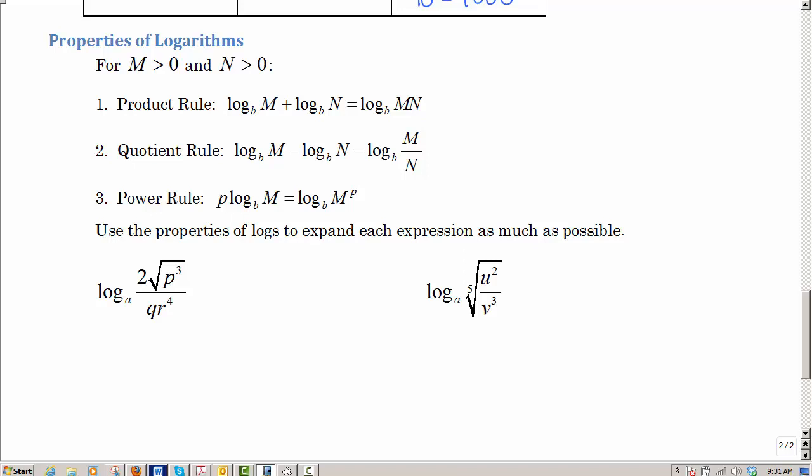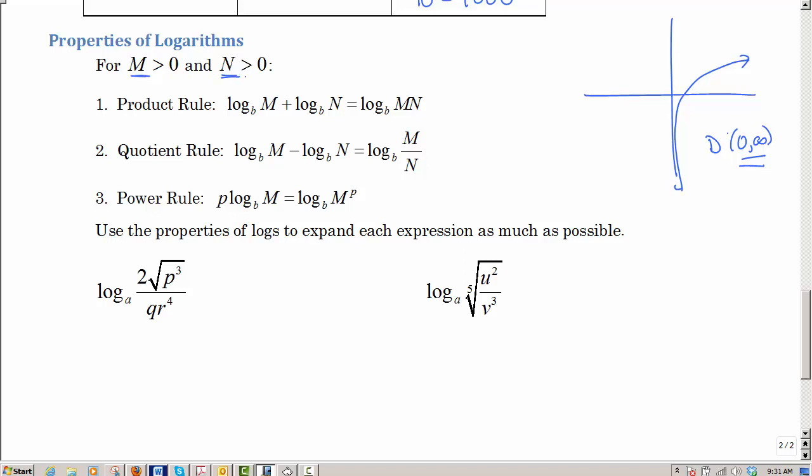Now we're going to learn some new things, properties of logarithms. We have to have positive numbers. If you go back to your basic graph of your logarithmic graph, remember the domain was from 0 to infinity. That's only positive numbers. It cannot even include 0, so that's why M and N have to be greater than 0.